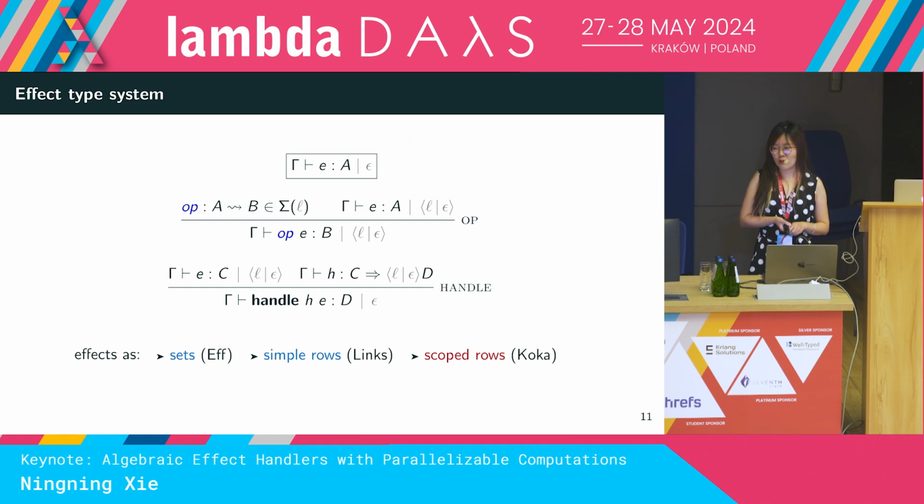And inside row types, we also distinguish between simple rows and scoped rows. The two typing rules I have shown here correspond to scoped rows, where the main difference is that scoped rows allow duplicated labels. That's useful when you have, for example, multiple handlers for the same effect in your program, and with extra language primitives, you can specify which handler you want to use to handle the operation. So it does not have to be the innermost one, but for example, the second innermost one.